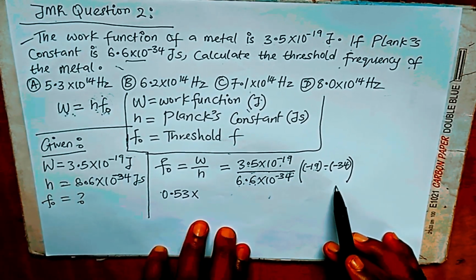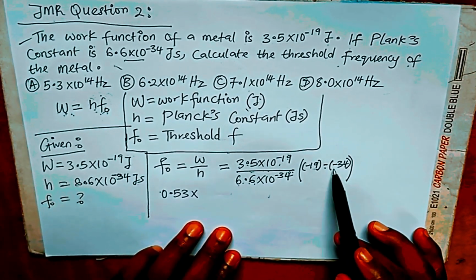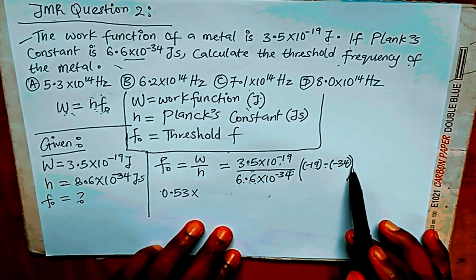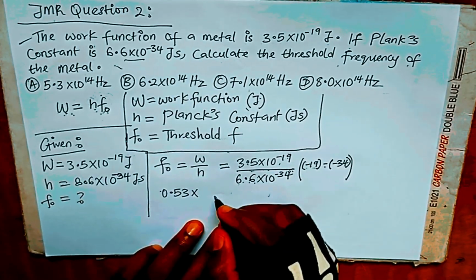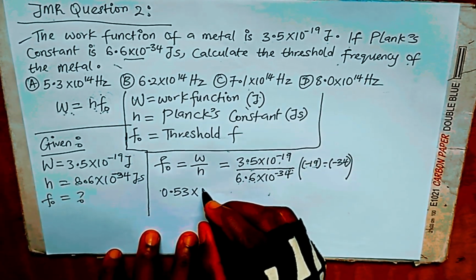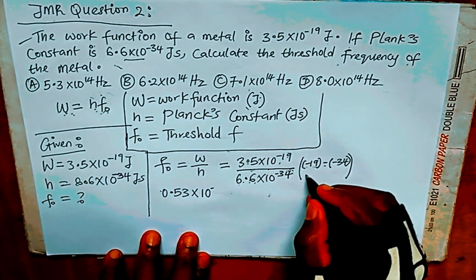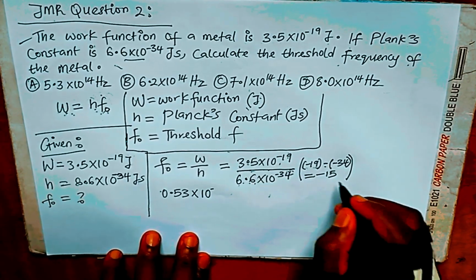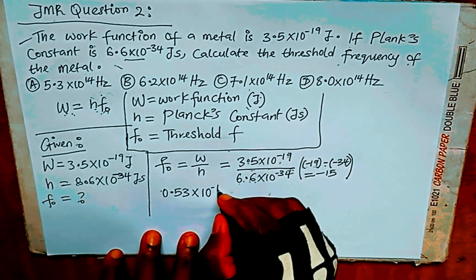Now 15, so we get minus here. The bigger one carries the minus, so it will be minus 15. All right. So we are now left with 10 raised to power minus 15. I put it down here. So it will be equal to 10 raised to power minus 15.